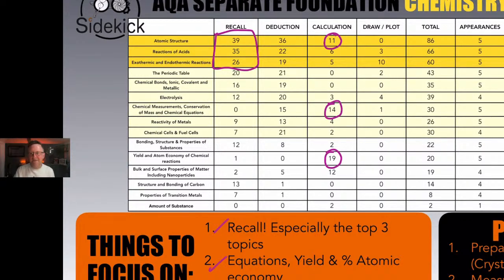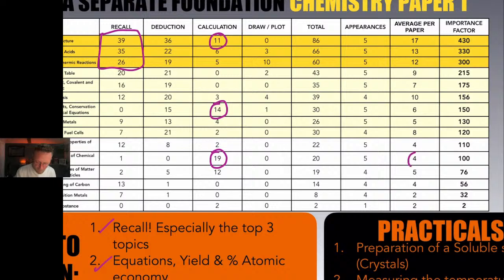It is in every single year. So if you're good at that, it's an easy couple of marks for you to get. On average, there are 4 marks per paper for it. So there's going to be 2 marks for a yield calculation, 2 marks for an atom economy question. They appear all the time.